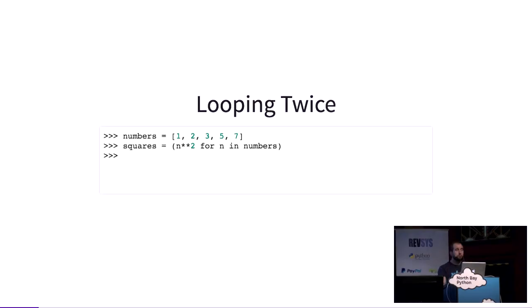Numbers here is a list. Squares is a generator. This generator will give us the squares of each of those numbers in that list. If we pass this generator to the tuple constructor, it will make a tuple out of those squares. And if we pass this generator to the sum function, we'll get the sum of these squares. Except we get zero. We expected a much bigger number than zero. So this is a little bit odd. We're going to have a resolution for that at the end.